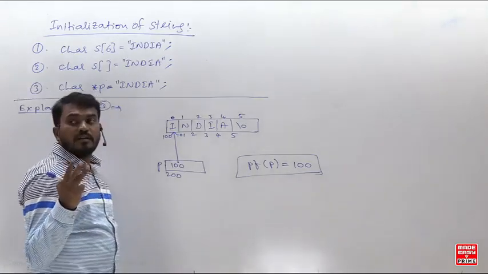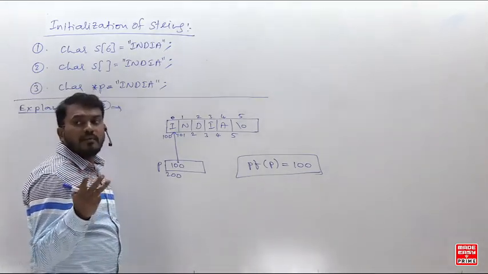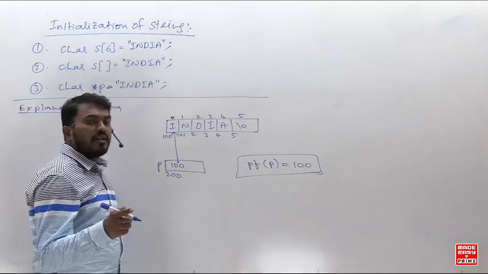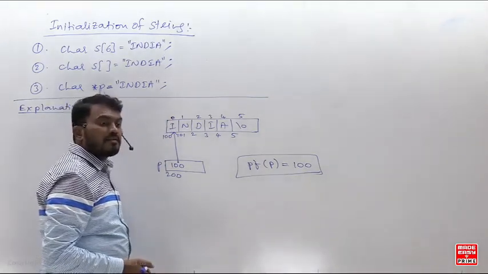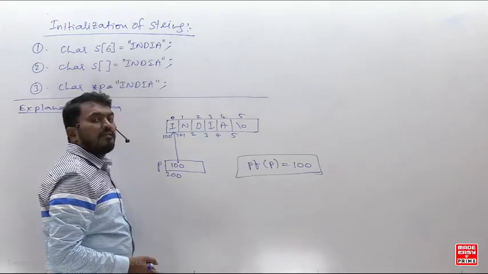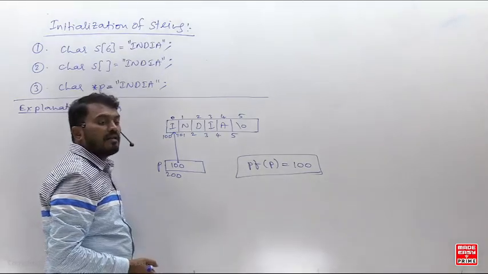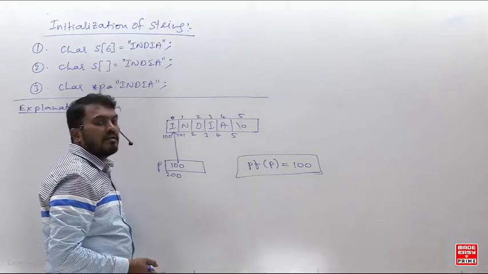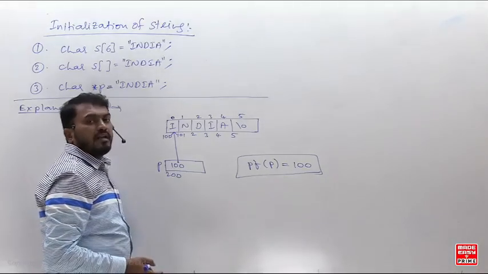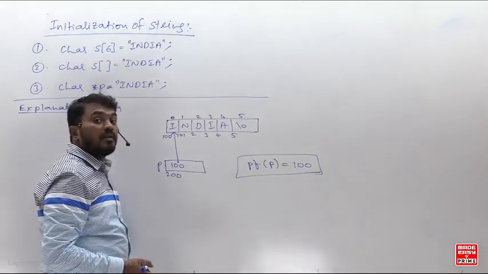Next important thing here, the third point. Look at here. This kind of declaration is called a string constant. It means the contents of the string constant cannot be modified.